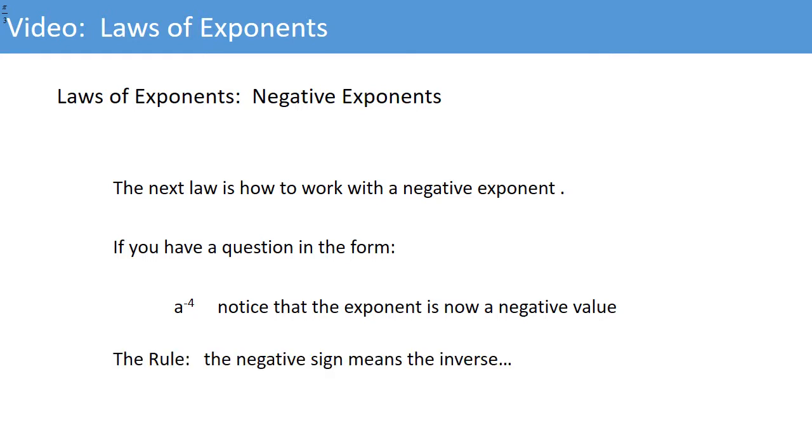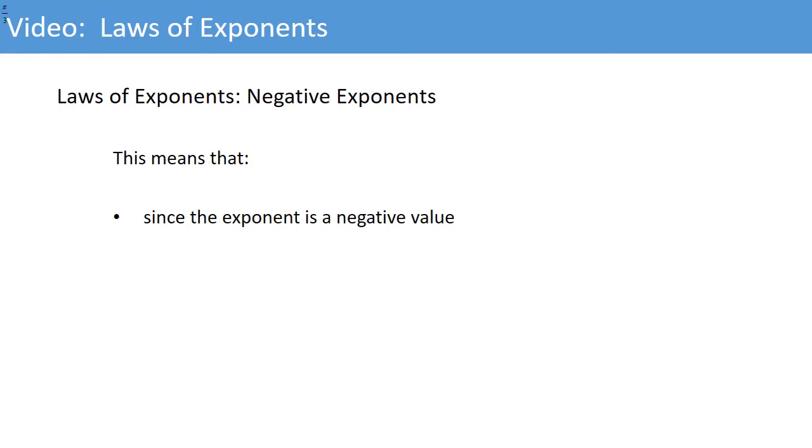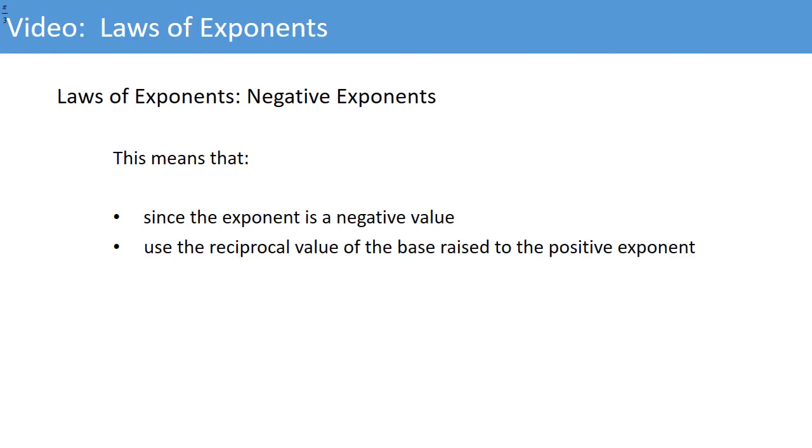The rule: the negative sign means the inverse. This means that since the exponent is a negative value, use the reciprocal value of the base raised to a positive exponent. What does this mean, you ask? Simply stated, a to the exponent negative 4 is equal to 1 over, which sets up your reciprocal, a to the exponent 4, which is the base raised to the positive exponent. Remember, a negative exponent, 1 over a to the positive exponent.